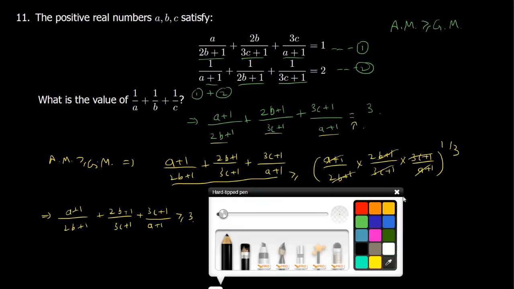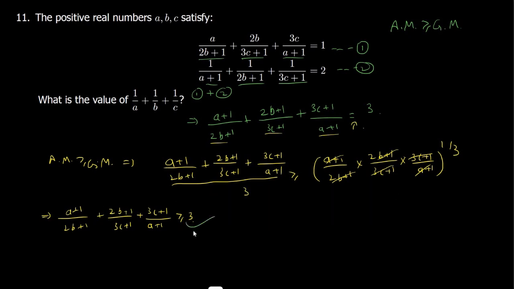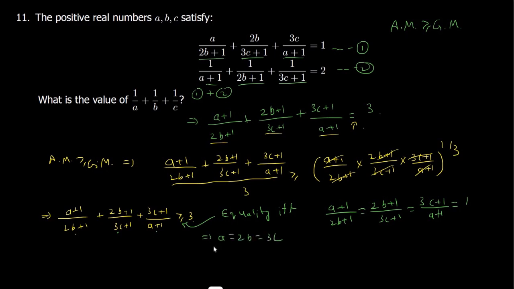So in AM-GM inequality, the equality occurs if and only if all participating quantities are equal. And if all these three are equal, then each of them, because their sum is 3, will have to be equal to 1. So this equality will occur if and only if (a plus 1)/(2b plus 1) is equals to (2b plus 1)/(3c plus 1) equals to (3c plus 1)/(a plus 1), and when each of them is equals to 1, this will give me a equals to 2b equals to 3c.